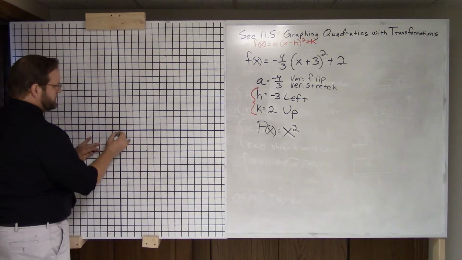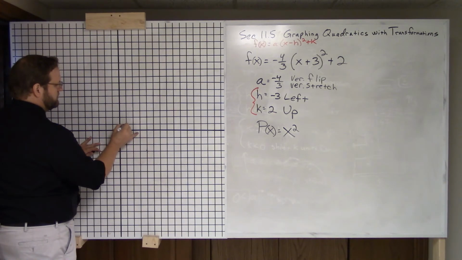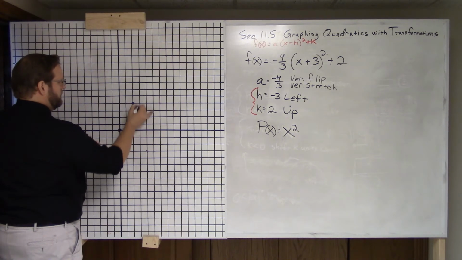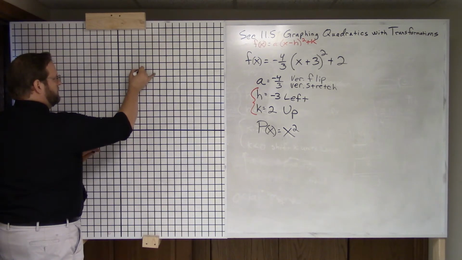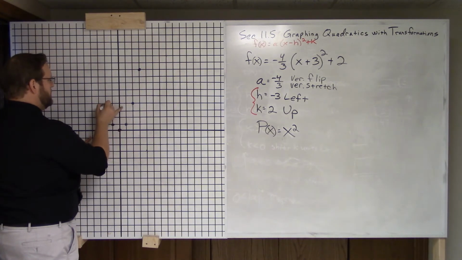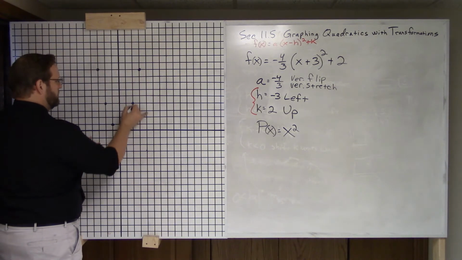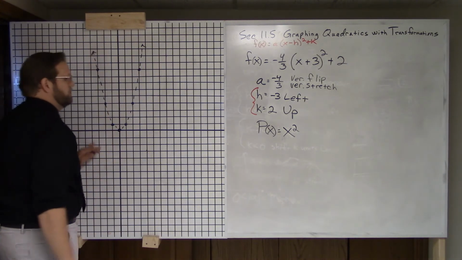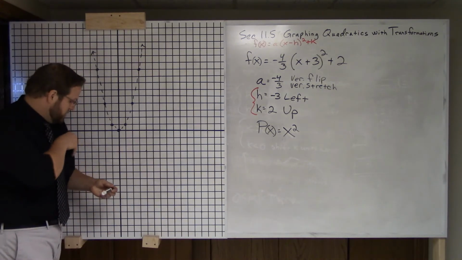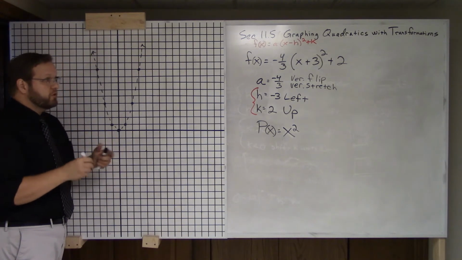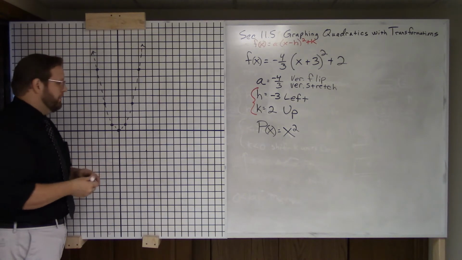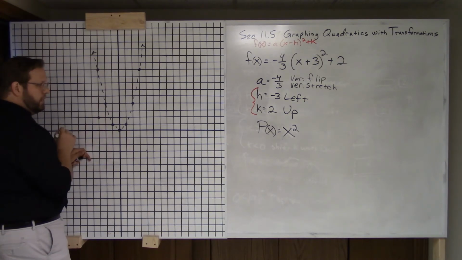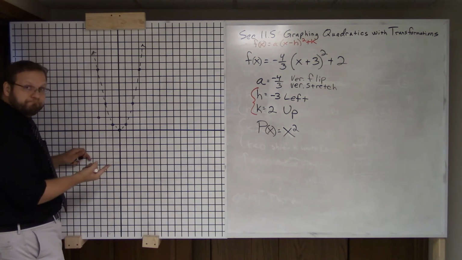First, same as always, parent function. Let me translate it here, here, and here. This is what we're starting with. Okay? Now, we go back into the vertex. So the vertex is simply 3 left, 2 up. From here, I go 1, 2, 3 left, 2 up. I could think of it as negative 3 comma 2. There's my vertex. Okay?